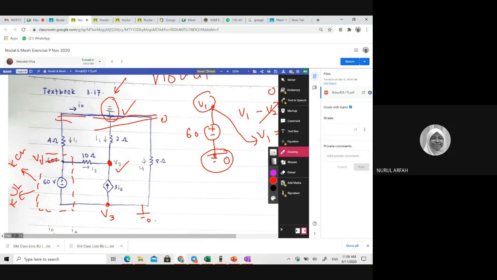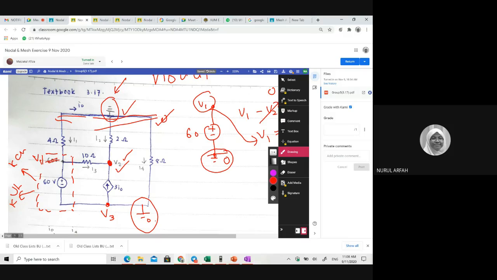What do you think? If you have a reference point at the bottom, how many equations are you going to create? Anyone? Two, right? At V2 and at the top here. Only two. So which method do you think is better, with a supernode or without a supernode? You want to reduce your calculation, right?